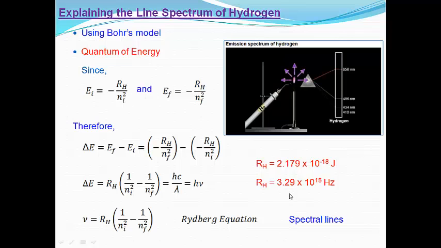Alright, now important point, if we're using the Rydberg equation, as it is called, in terms of frequency, where we have transition from one state to another state, we will have to use RH in terms of Hertz. But if we're using the equation in terms of the energy, we will have to stick with RH being equal to 2.179 times 10 to the minus 18 joules. Alright, because joules gives us a measure of energy.